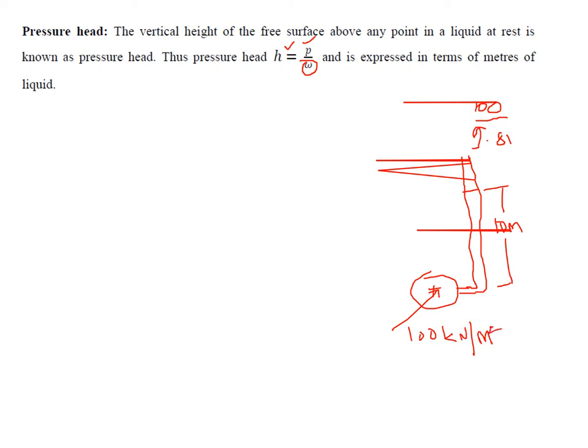So what did I tell for the pressure head? Suppose the free surface is here. The free surface is always exposed to the atmosphere. It is the height of this free surface above the point where you measure the pressure. From the point, if you go up to the free surface, that will become H. So you should understand that H is equal to P by omega. It is nothing but the vertical height of the free surface above any point in a liquid which is at rest, known as the pressure head.